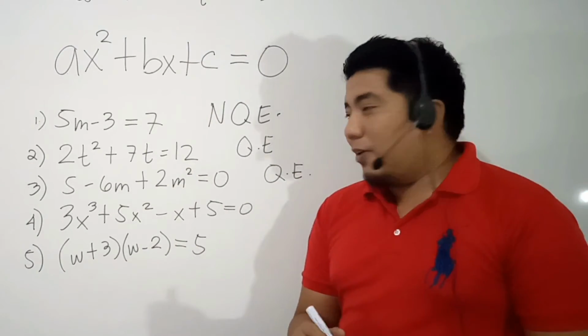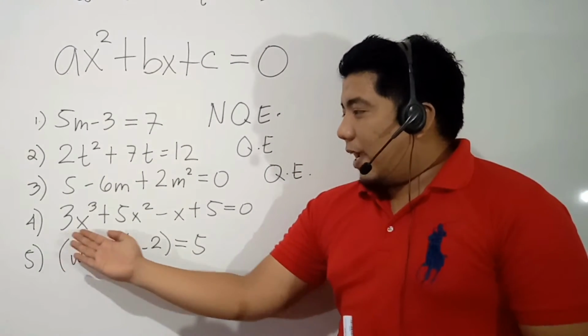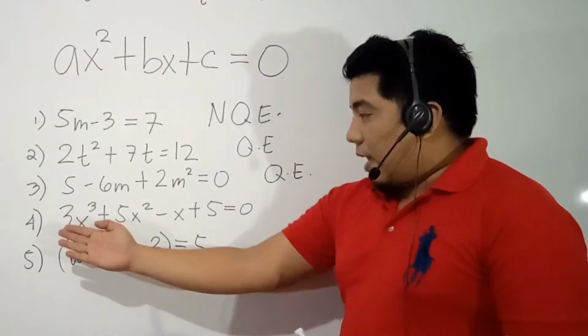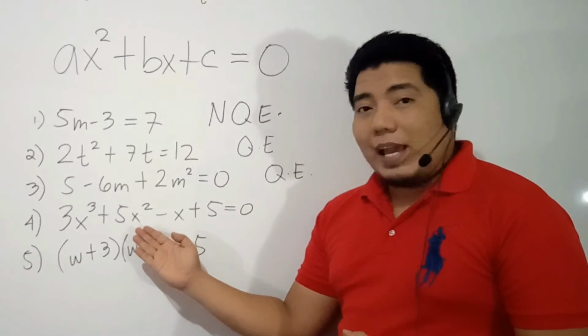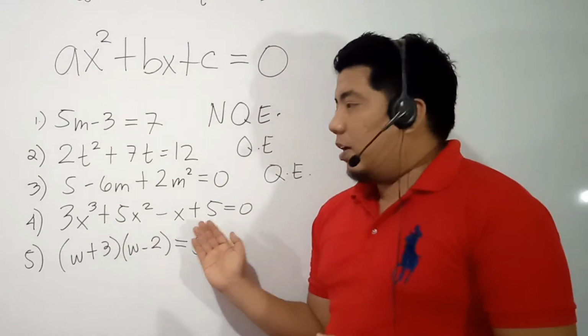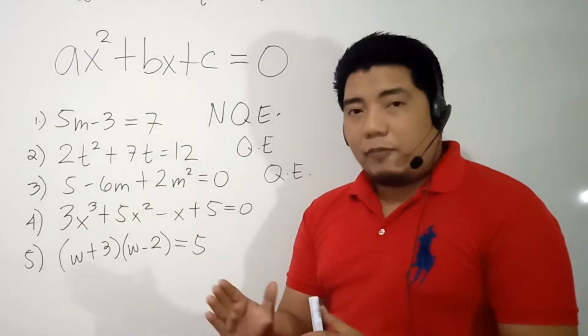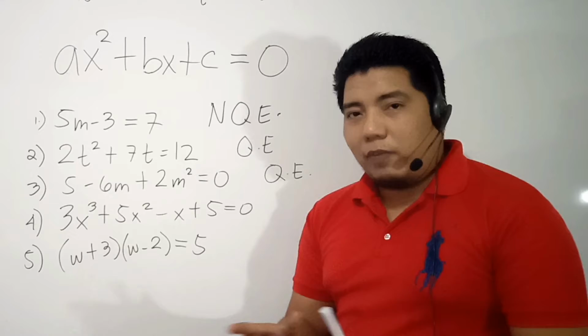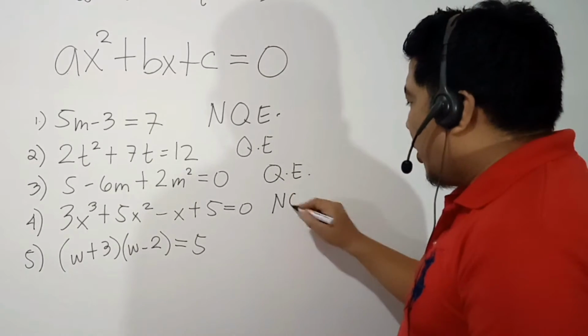Now, let's go to number 4. 3x cubed plus 5x squared minus x plus 5 is equal to 0. As we see here, we have an x squared. However, the highest exponent here is x cubed. Therefore, this equation is not in the second power. So therefore, this is not a quadratic equation.